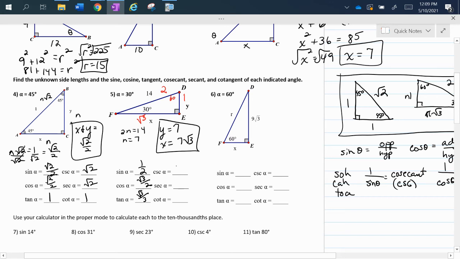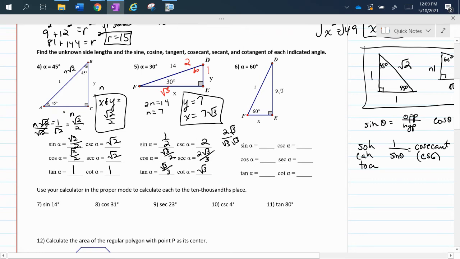And then we can find the reciprocal of 1/2 to get our cosecant, and that would be 2. And we can find our secant. So our secant is the reciprocal of cosine. So if we take the reciprocal of square root of 3 over 2, we get 2 over the square root of 3, which if we rationalize, we get 2 square root of 3 over 3. And then the reciprocal of the tangent, which was 1 over the square root of 3, is just the square root of 3.